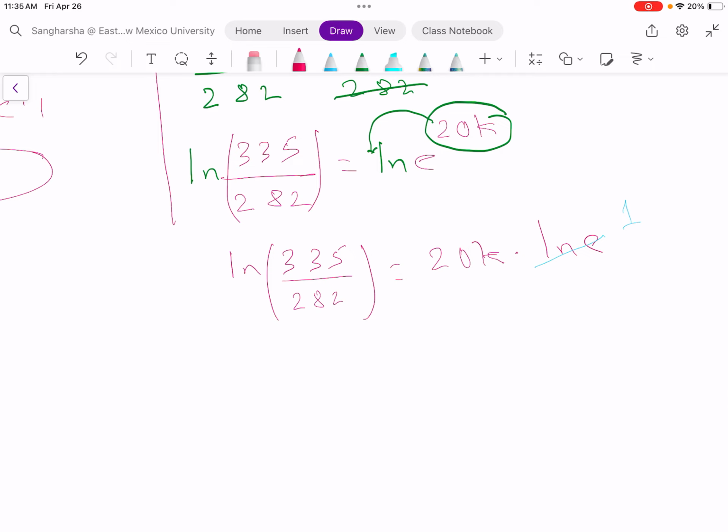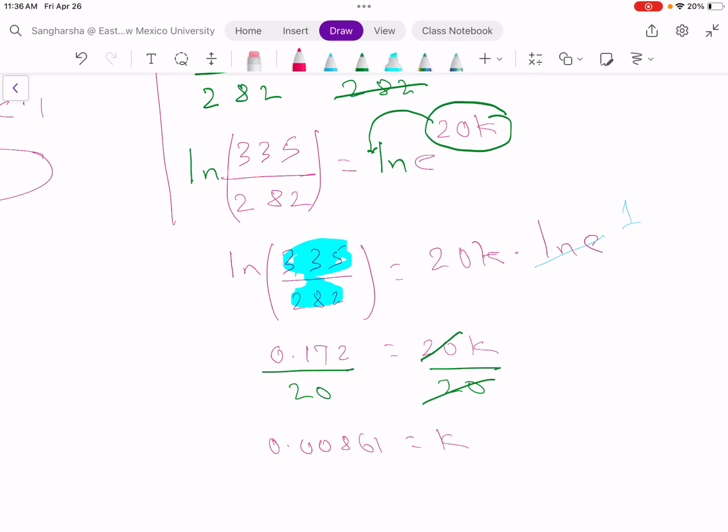Does anyone have an answer for ln of this number? You must divide 335 by 282 first, and then find the ln of that number. 0.172 equals 20k. Now we need to get rid of 20, so we divide both sides by 20. So this 20 cancels, and we have 0.00861 equals k. Okay, so this is our k.